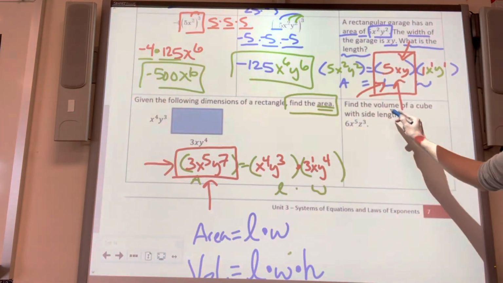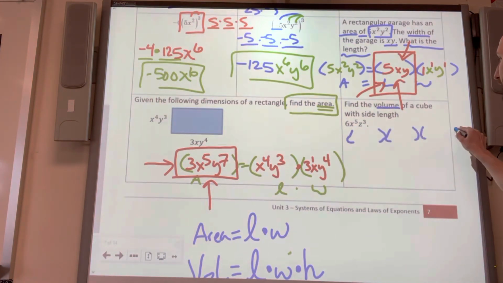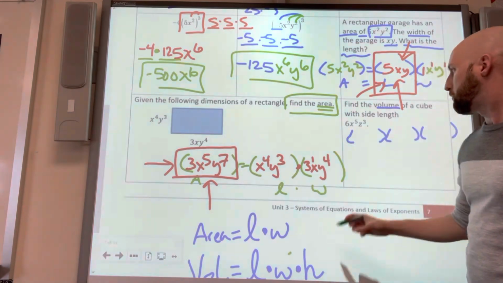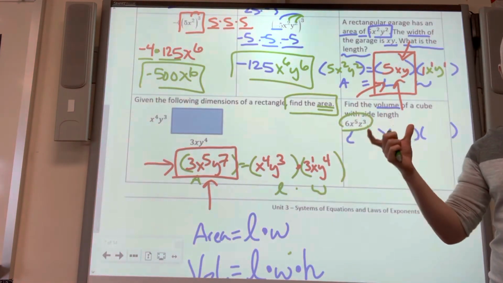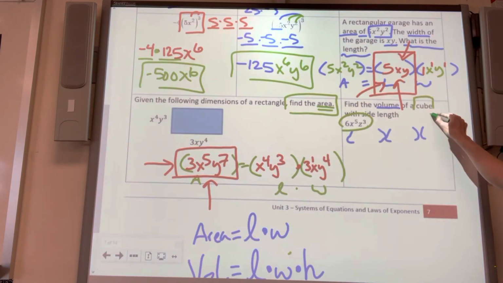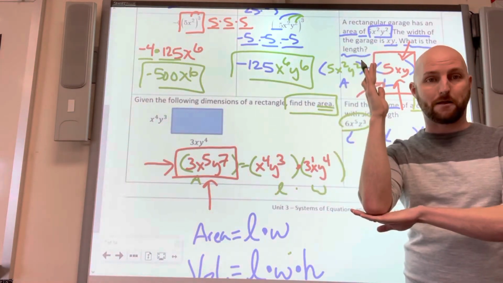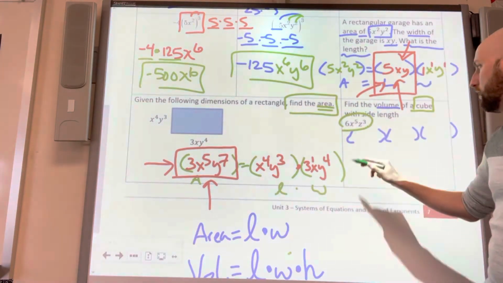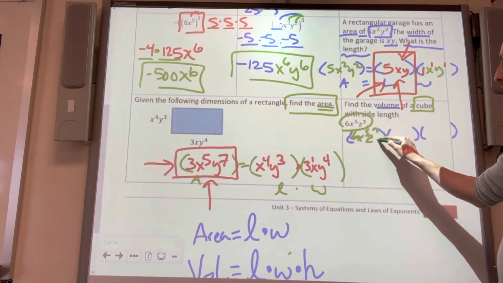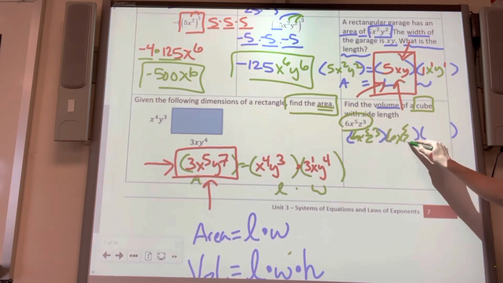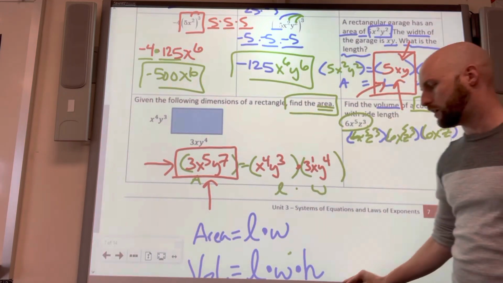For volume means multiply length, width, and height. Pero no más veo un lado. I only see one side, but I need length, width, and height. Recuerda, a cube, all 3 sides are the same. Que todos lados son iguales. So 6, x5, z3. Ay, ay, ay.